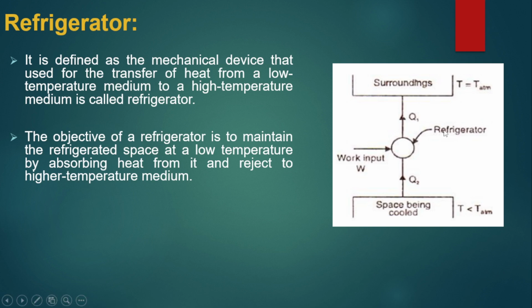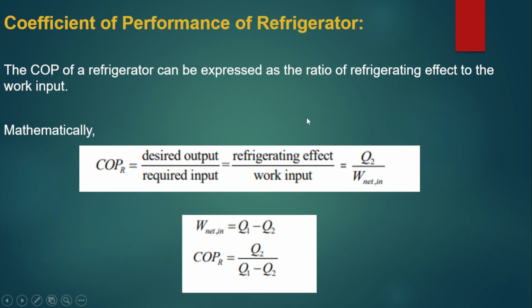तो यहाँ से आप हीट रिमूव कर रहे हैं वर्क इनपुट से एंड इट कैन बी सराउंडिंग, इट मीन्स द एम्बियंट टी इज द सराउंडिंग टेम्परेचर इज एटमॉस्फेरिक टेम्परेचर। आप यहाँ से कोएफिशिएंट ऑफ परफॉर्मेंस कैलकुलेट कर सकते हैं। COP of the refrigerator is nothing but desired output to the required input. The desired output is nothing but the refrigerating effect. It means we require to maintain the temperature below the surrounding.